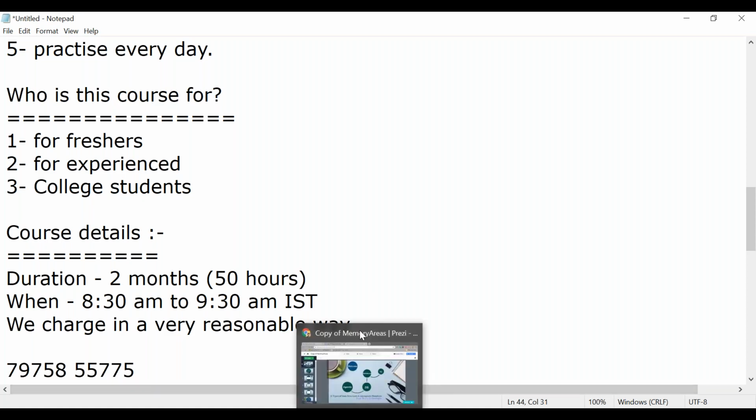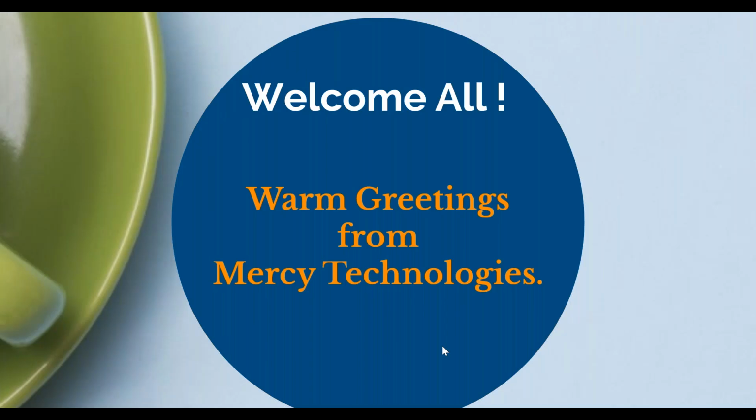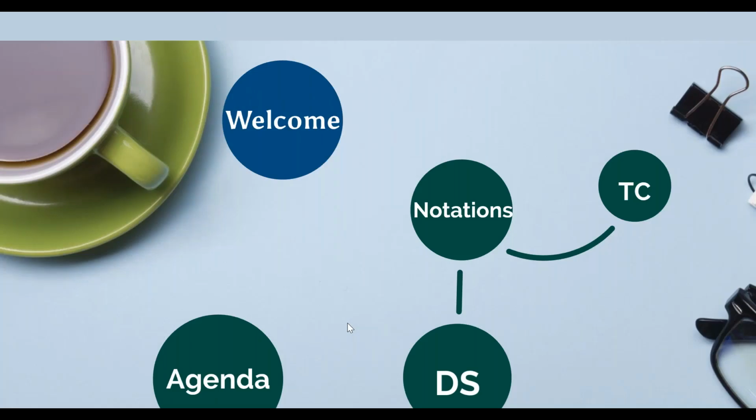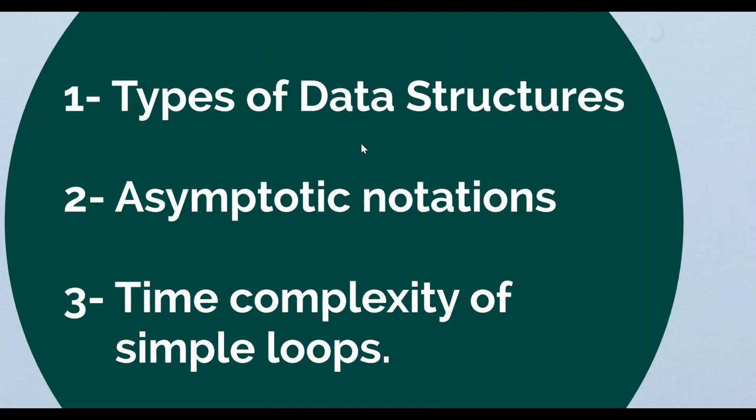So today, let me welcome all. Welcome to this session. A very warm greeting from Mercy Technologies. So what is our agenda for today? Our agenda for today is we are trying to see what are the types of data structures, what are asymptotic notations, and how do you calculate time complexity of simple loops. These are the 3 points we are going to cover today. These are very interesting, guys.